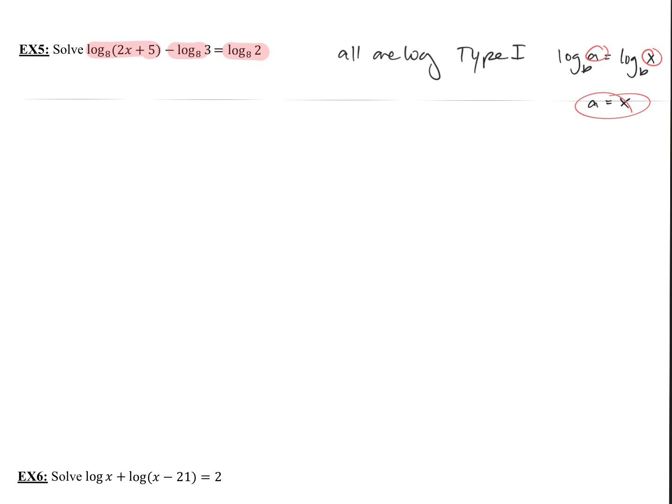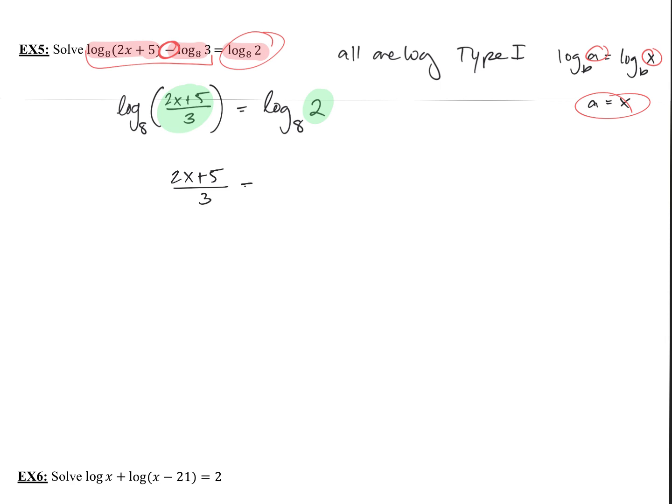How do we do that? Because right now I have a log on one side, but I have 2 on the other. You know what? I know rules for condensing logs. That was something we practiced a section or 2 back. I can condense them. See that subtraction sign? I can rewrite this as log base 8 of (2x plus 5) divided by 3. And now, what do you know? I have 2 logs equal to each other. Because of that, I can go ahead and equate the arguments. So, (2x plus 5) divided by 3 must equal 2. And now I can go ahead and keep solving.